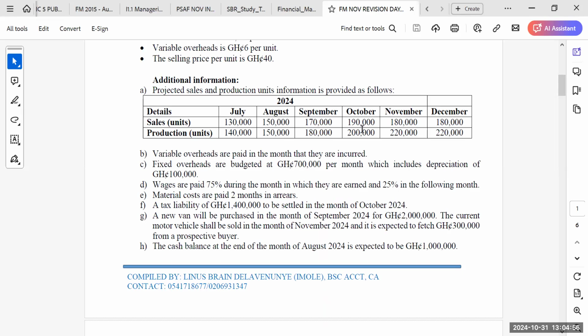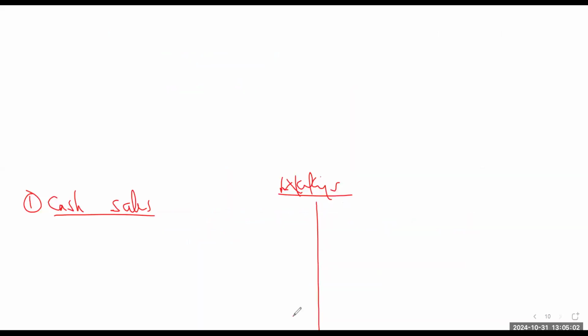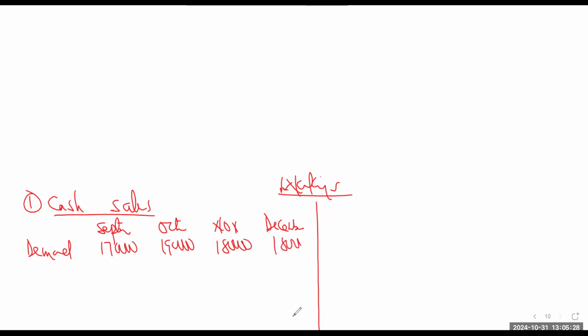What are the respective sales units for each of the months? So you have September, 170,000. October, November, and December. So what is the demand? 170,000, 190,000, 180,000, 180,000. Selling price is what? 40 cedis per unit. Okay.